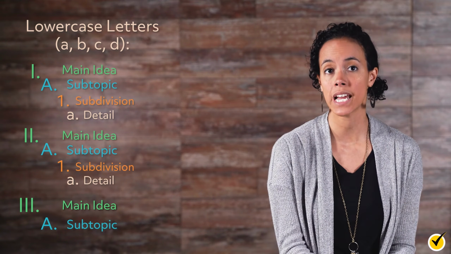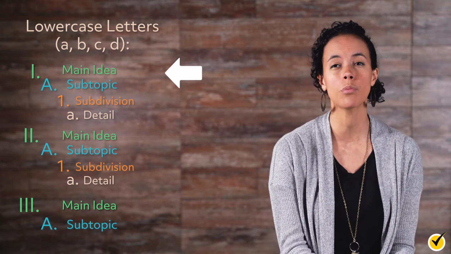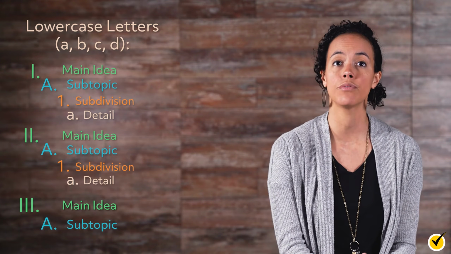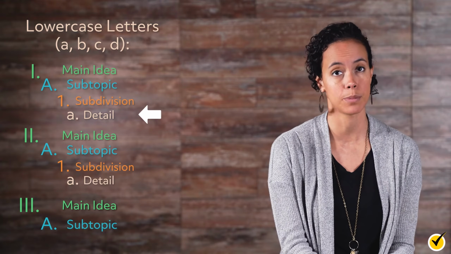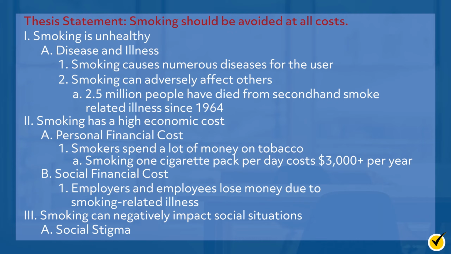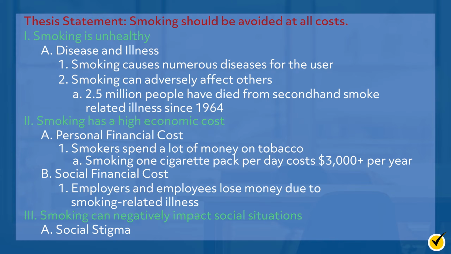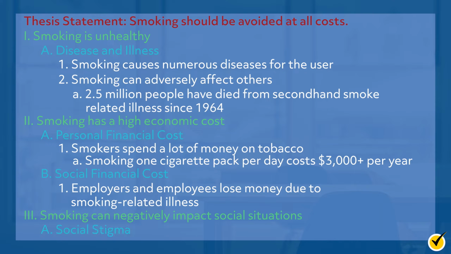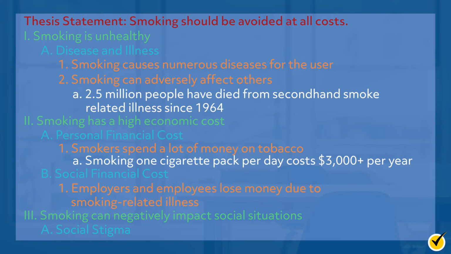For instance, main ideas as denoted by Roman numerals are relatively broad, while content following lowercase letters can be quite specific. Let's look at a simple sample outline. There are a couple of things to note about this outline. First, not every main idea listed has the same number of corresponding subtopics. Furthermore, not every subtopic has a subdivision. This is okay. The number of main ideas, subtopics, subdivisions, and details about subdivisions will vary depending on how detailed you want your outline to be.